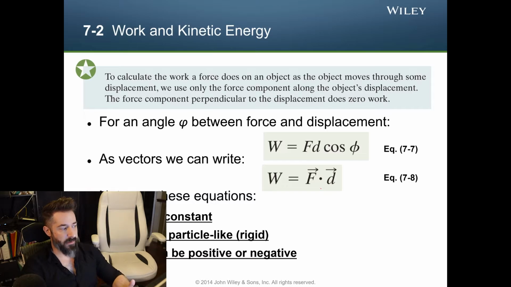Okay, so definition at the top. The definitions are pretty important. To calculate the work a force does on an object as the object moves through some displacement, we use only the force component along the object's displacement. So this is going back to this equation that has this cosine in it, basically saying that if you're pushing something in the x, then in the y, if it's being at an angle like the bead on the wire, we're only taking the x component. That's the only important part of it, right? The y component is not contributing to the work being done.